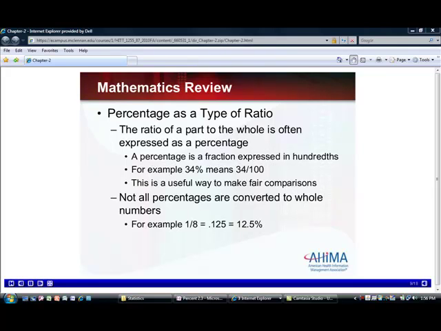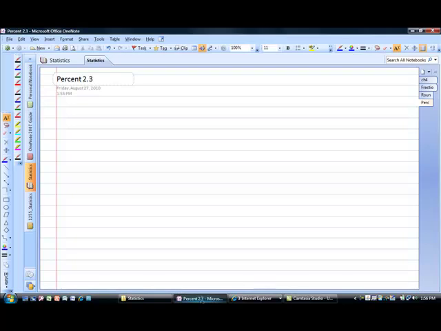The ratio of a part to the whole is expressed as a percentage. A percent is a fraction expressed in hundredths. Percent means per 100. There's a specific way to write this. For example, let's say we had 0.34. This would be 34 over 100, which is 34%.